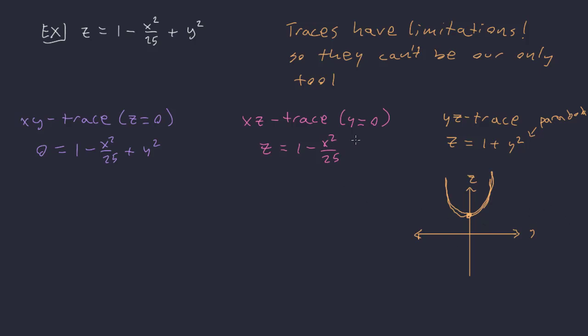Our next trace is another parabola, but this time it's opening downward since it's a minus. So if I look at this xz trace, it has the same y-intercept, which is 1, and the x-intercepts should be negative 5 and 5.